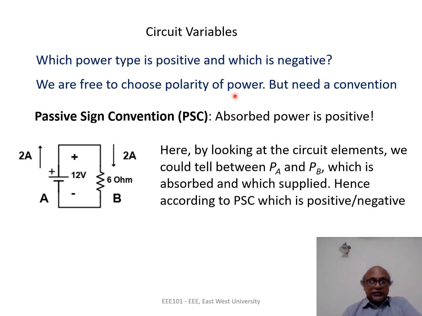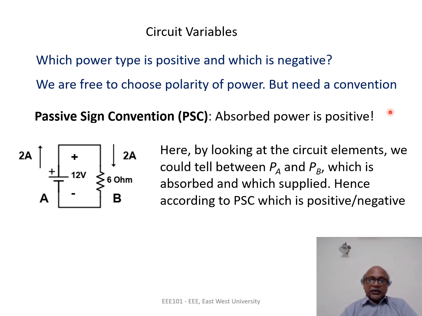Okay, so let's revisit the circuit of our previous slide. Here we could tell that PB was absorbed because resistance absorbs power, and PA was supplied because battery supplies power. So according to passive sign convention, PB is positive, PA is negative. We identified positive and negative power by considering the physical property of the resistance and the battery.